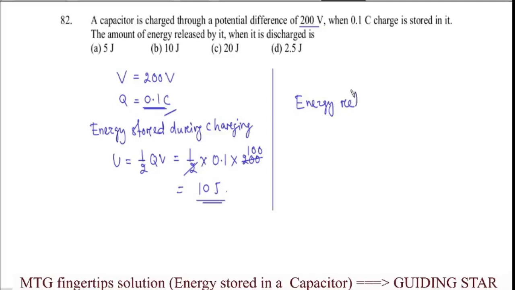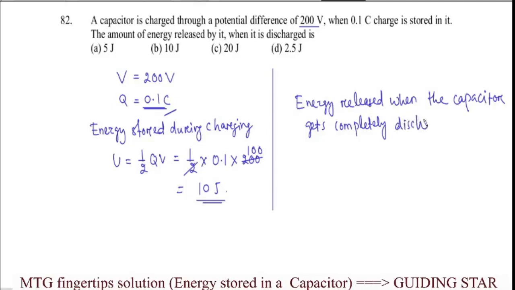So that means the energy released when the capacitor gets completely discharged will be the same as the energy stored during charging. So this value will be how much? Will be same as U. That means it will be 10 joules. So 10 joules of energy will be released. So option B will be the correct answer.